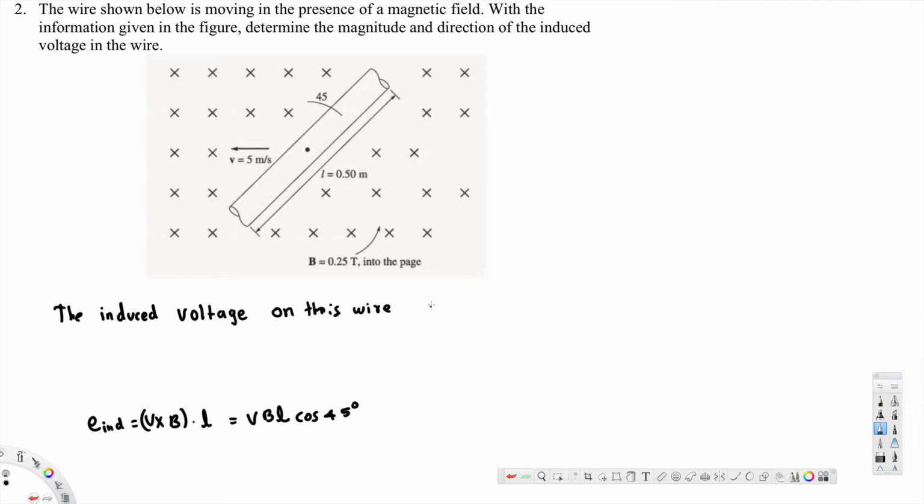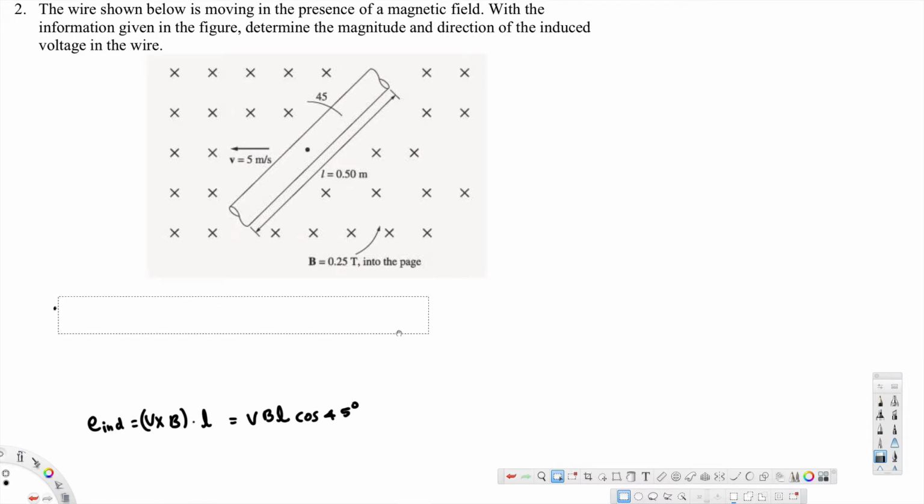Now let's look at the notes. Induced voltage on the wire can be calculated from the equation shown below. The voltage on the wire is positive downward. Let's get rid of these notes. Here the voltage on the wire is positive downward because the vector quantity V cross B is downward. So we can put the direction is positive downward. That's the first question: determine the magnitude and the direction. The direction is positive downward because of the V cross B.